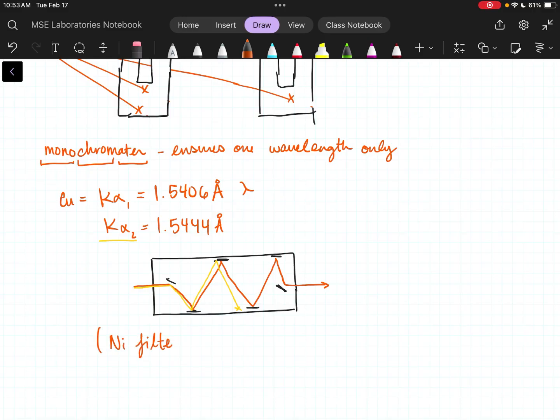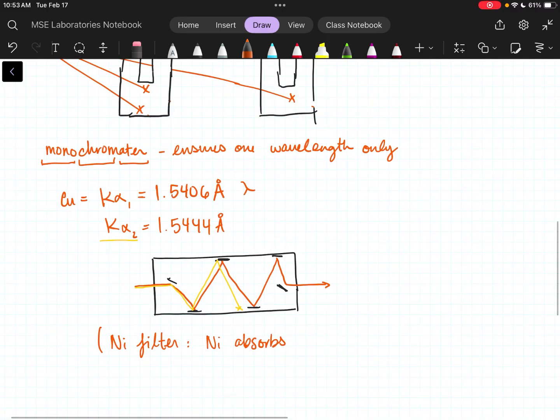A subset of this, you could also use a nickel filter. Nickel absorbs a percentage of copper X-rays and can sometimes diminish the effect of K-alpha 2. It's not as good as a monochromator, but it can sort of help.